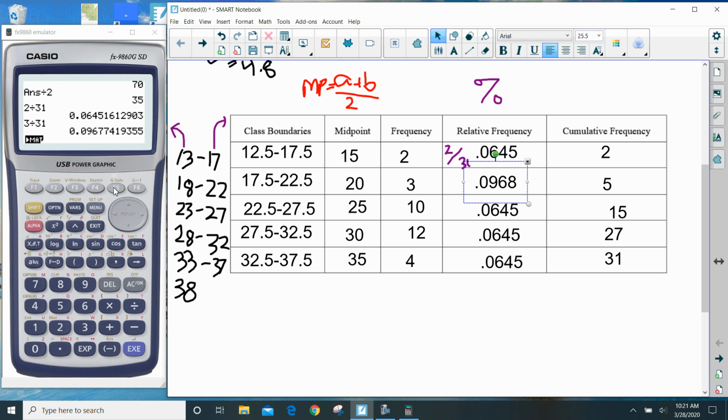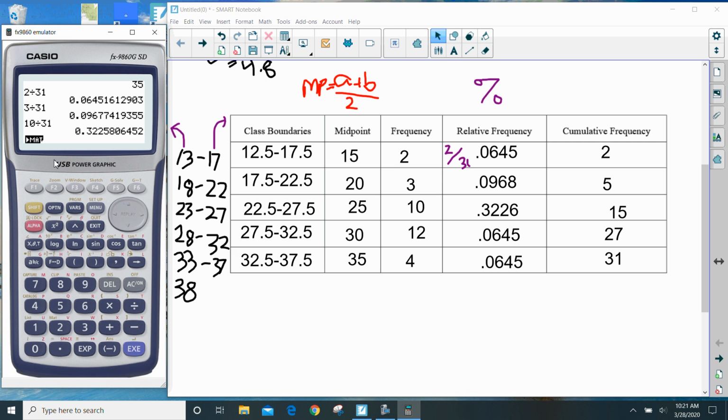Next is 10 out of 31. That is 0.3226, because Mr. Ashton taught me how to round numbers. 0.3871.